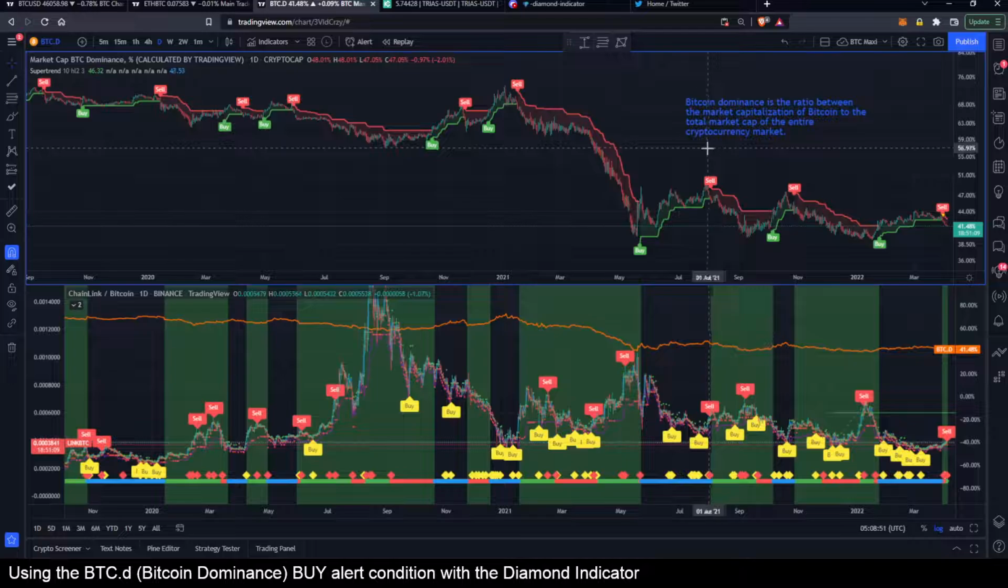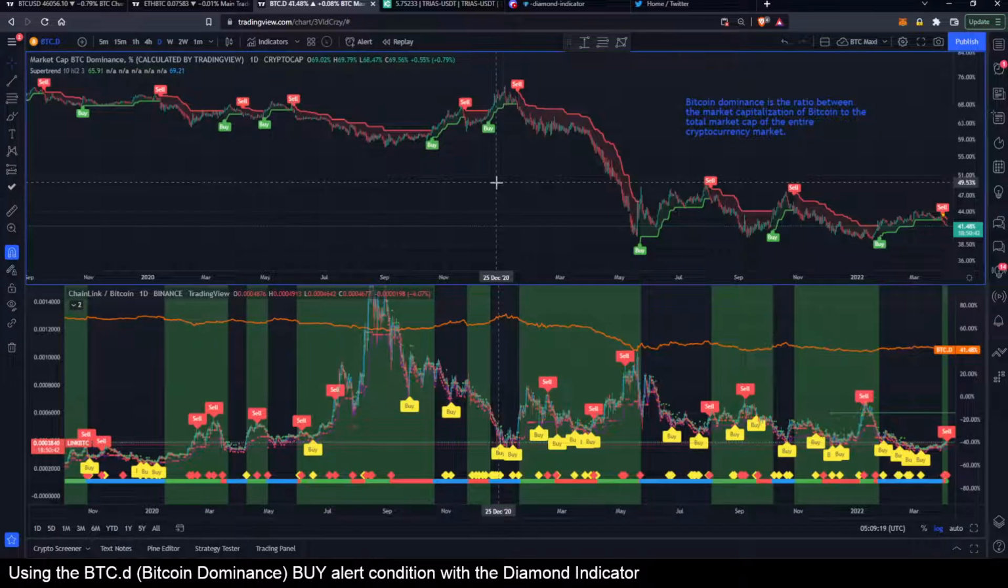This is what Bitcoin dominance is. Bitcoin dominance is the ratio between the market capitalization of Bitcoin to the total market cap of the entire crypto market space. For example, if people are moving funds from altcoins into Bitcoin, then we'll see a general increase in the trend of Bitcoin dominance. And the reverse is also true.